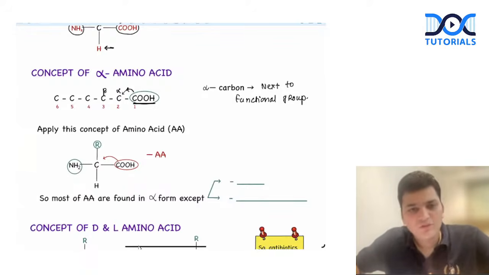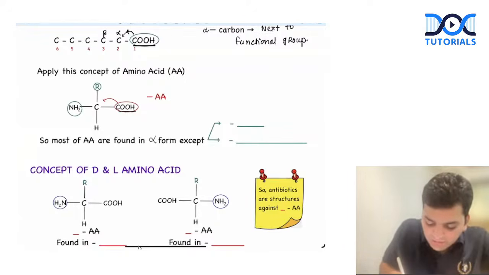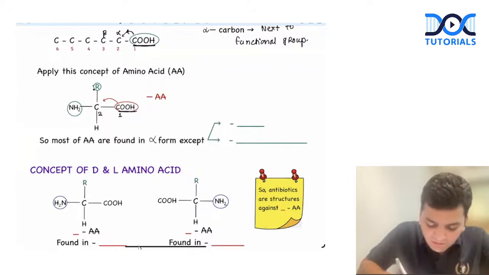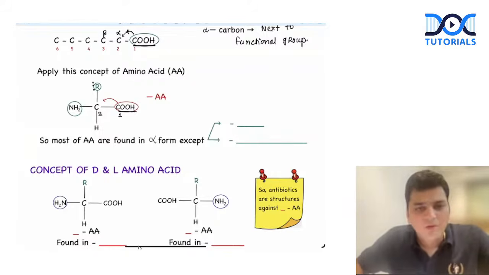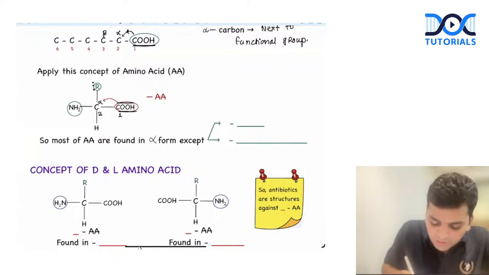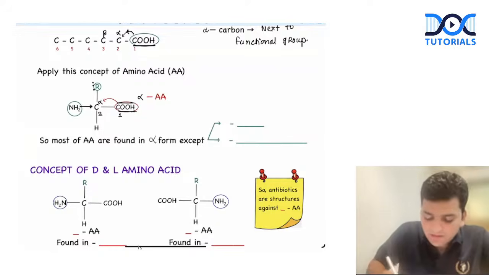If we apply this concept to the amino acid, how is it going to be? So here is the functional group, that is the acidic carboxylic acid. Here is the carbon number 1, 2. And if the R is a carbon chain, then it would have been carbon number 3, 4, 5, like this. Or in another way, I can say that the carbon next to the functional group is the alpha carbon. So here is the alpha carbon. Now here the amino group is attached to the alpha carbon. So in this particular structure, the amino group is attached to the alpha carbon, so this is referred to as alpha amino acid.